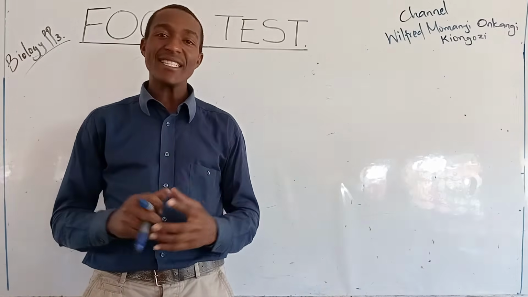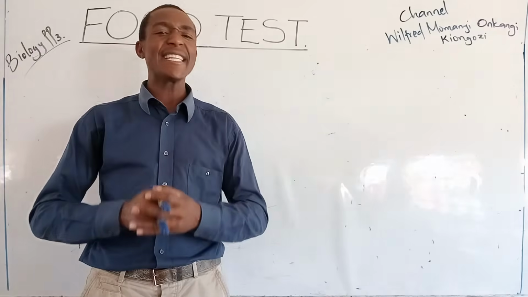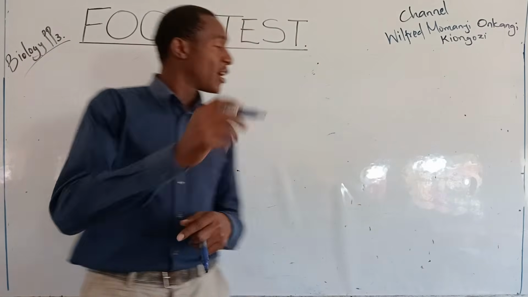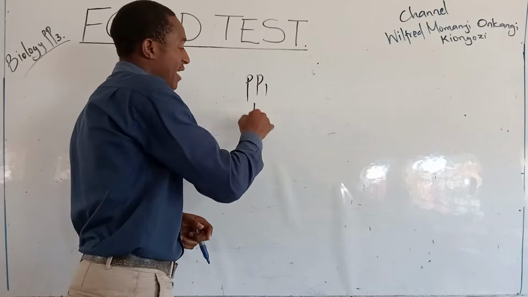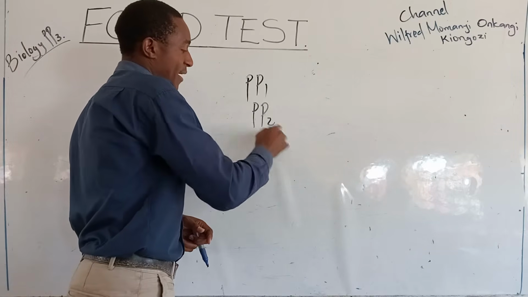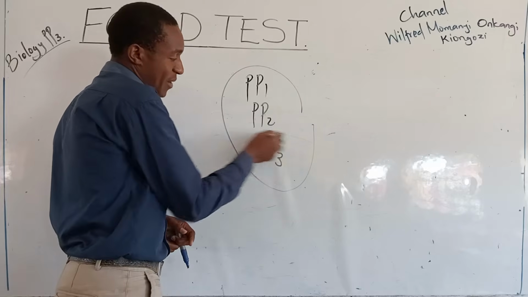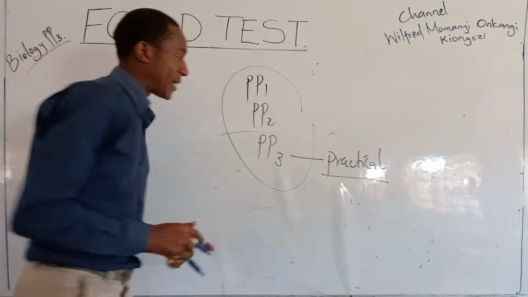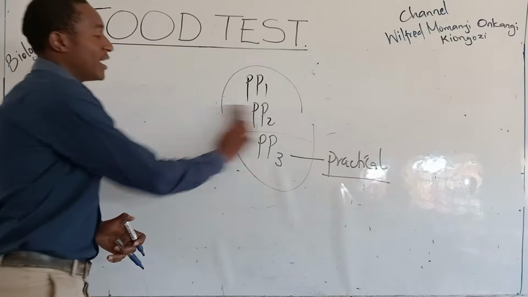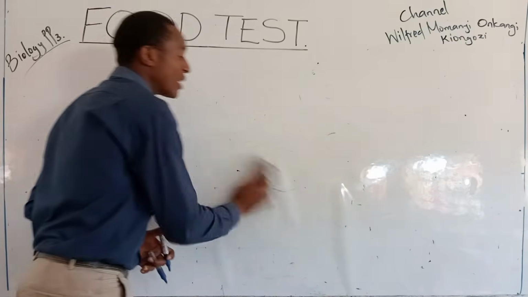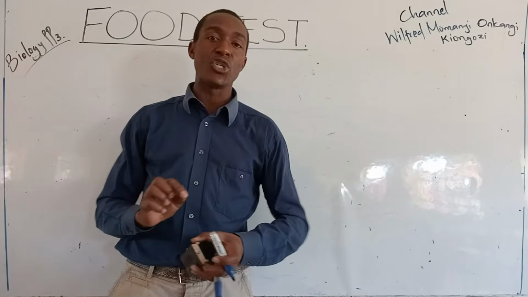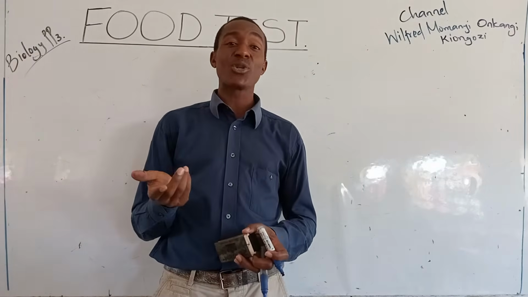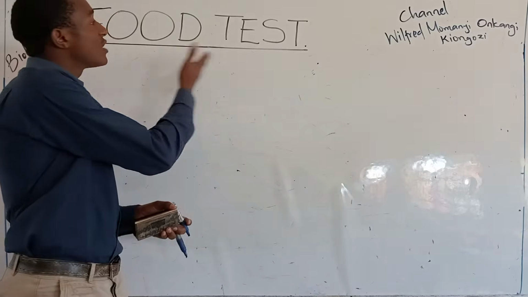I am giving you content and today we are doing something very interesting, and that is food test. Remember, in biology we have three papers: paper 1, paper 2, paper 3. Paper 3 is a practical paper. So I'm interested in sharpening you and ensuring that when you go for paper 3 in biology, you are able to answer these questions in a good way. We have a very common question that is from food test.